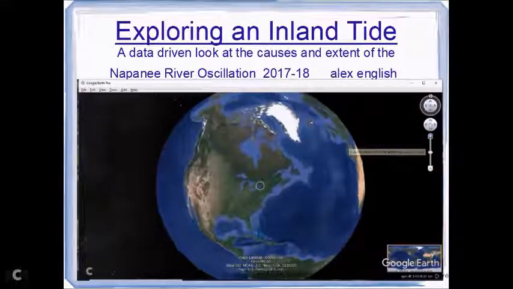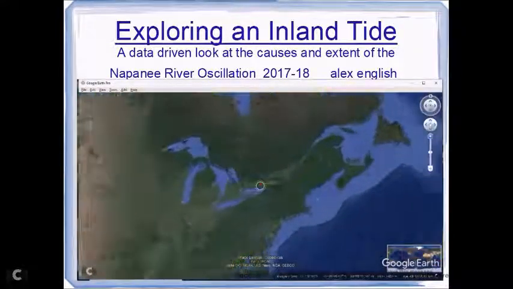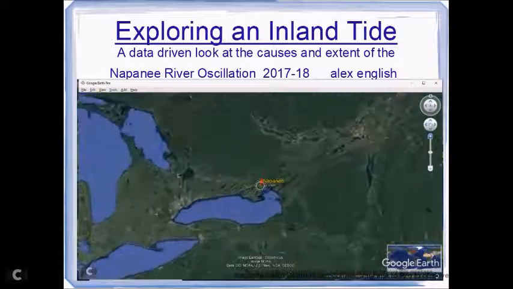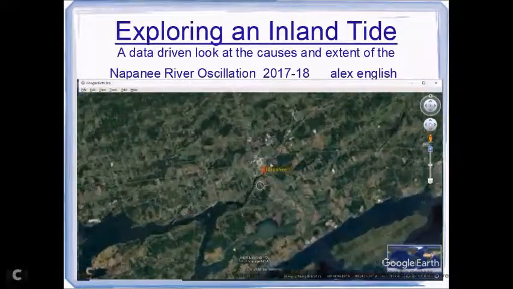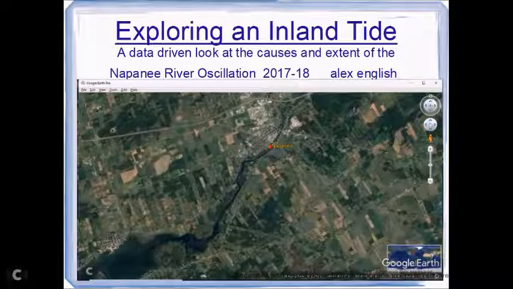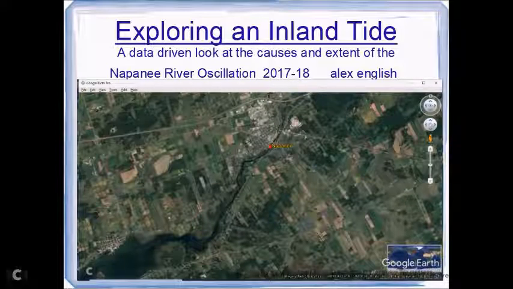There is a small river that flows through the town of Greater Napanee. Folks say this river is different. It has a tide as high as 2 feet, and it cycles about every 2 hours. Experts say it is because the river resonates with the regular sloshing in Lake Ontario.